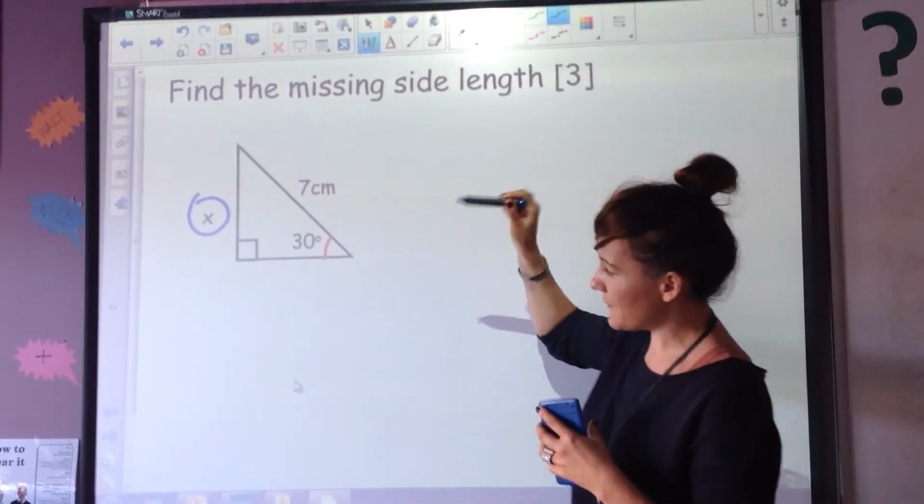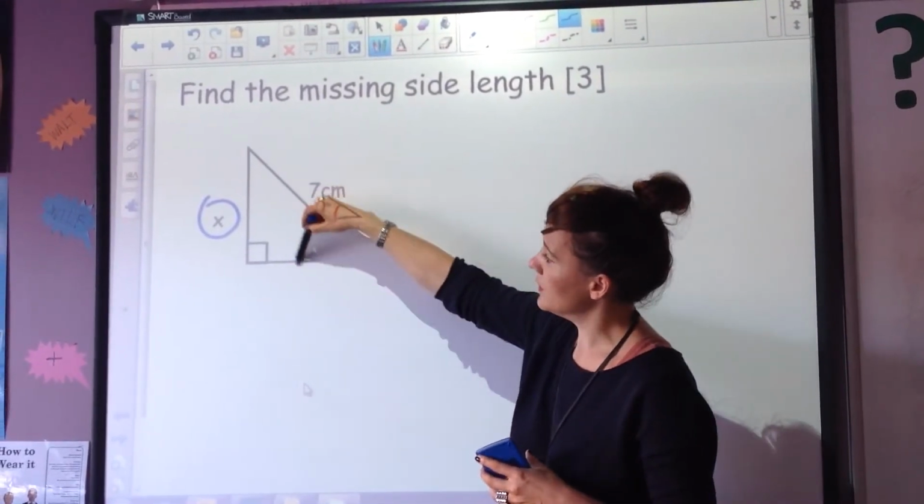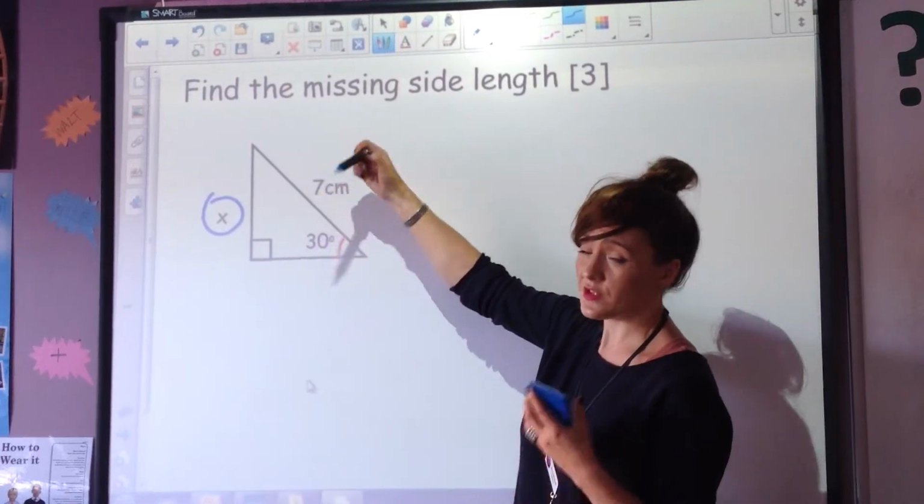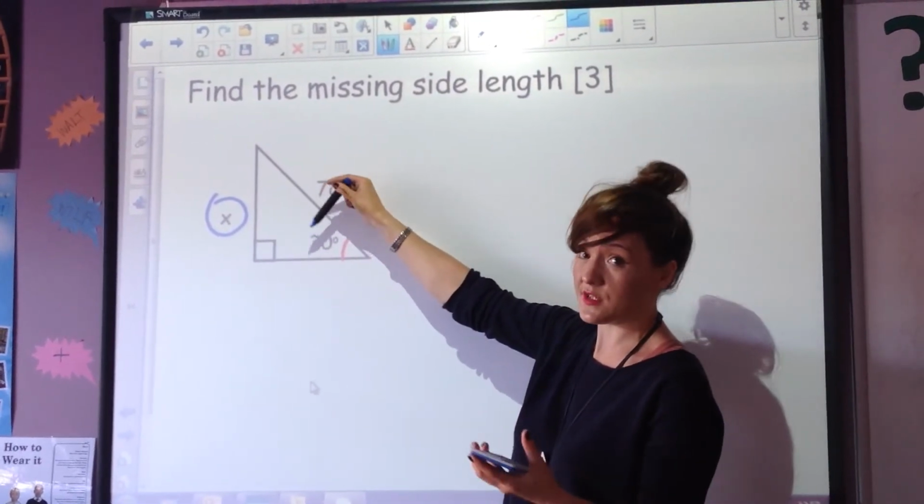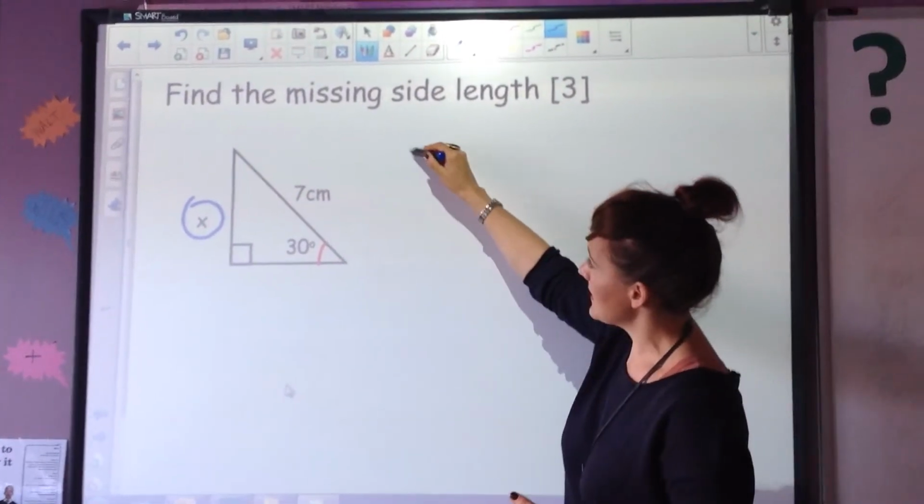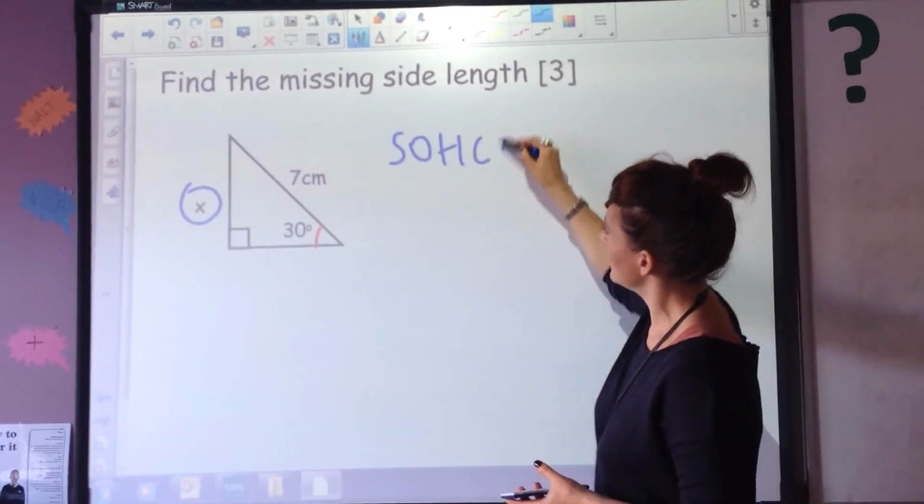The key difference here is you have an angle. If there's an angle involved in the question, it's got to be trigonometry. So we know we're using trigonometry. So first thing I'm going to write down is SOHCAHTOA.